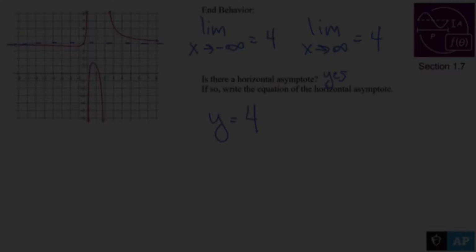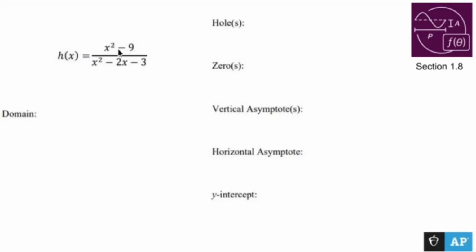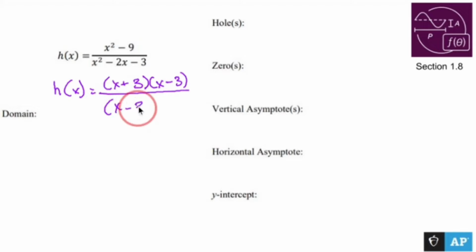Fun stuff. All right, so we have h of x. It's all multiplied out and everything, and it's asking questions about domain, holes, zeros, vertical asymptotes, horizontal asymptotes, y-intercept. So what we need to do is view this in its factored form along with its standard form. The numerator is a difference of squares: x plus 3, x minus 3. The denominator is two numbers that add up to -2 and multiply to -3: x minus 3, x plus 1.